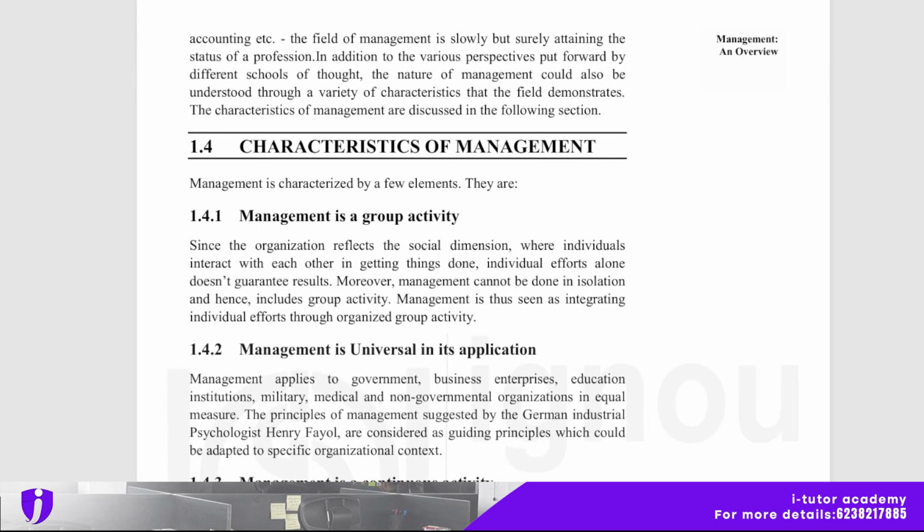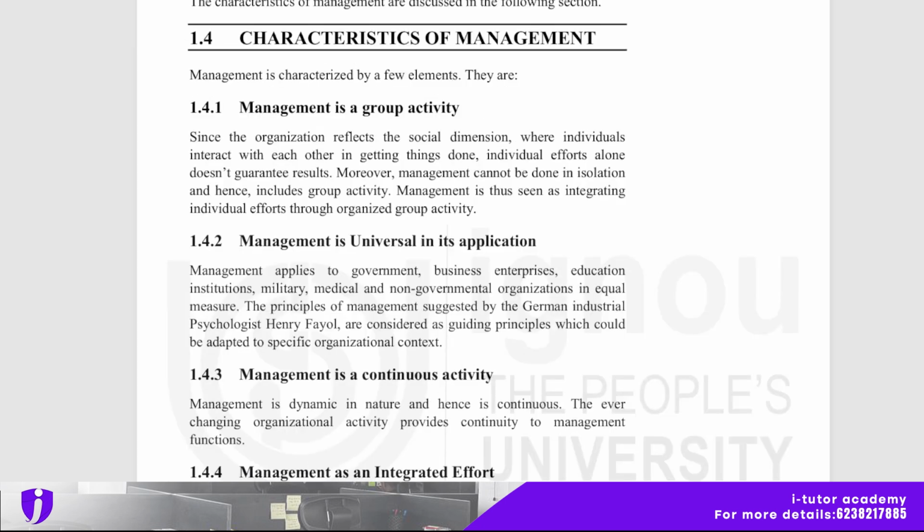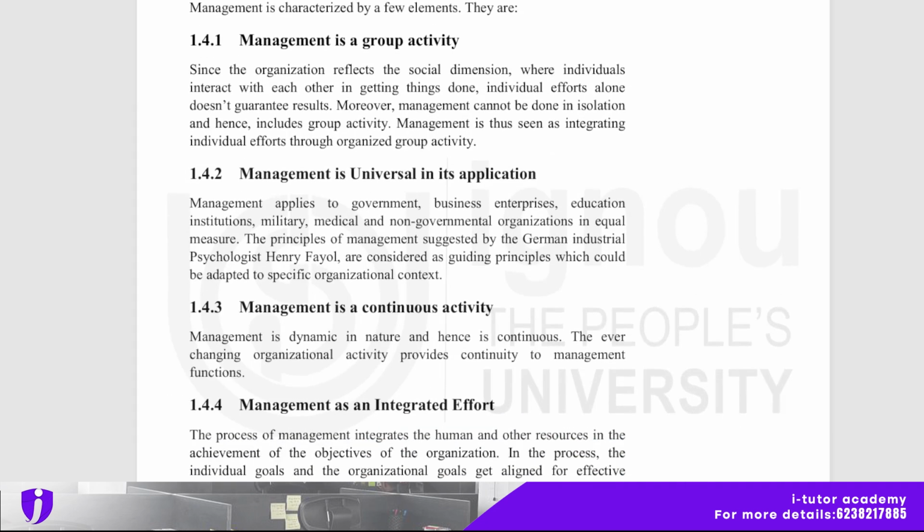In addition to the various perspectives put forward by different schools of thought, the nature of management could also be understood through a variety of characteristics that the field demonstrates. The characteristics of management are discussed in the following section. So in the next section we will discuss the characteristics of management. Management is characterized by a few elements. Management is a group activity.